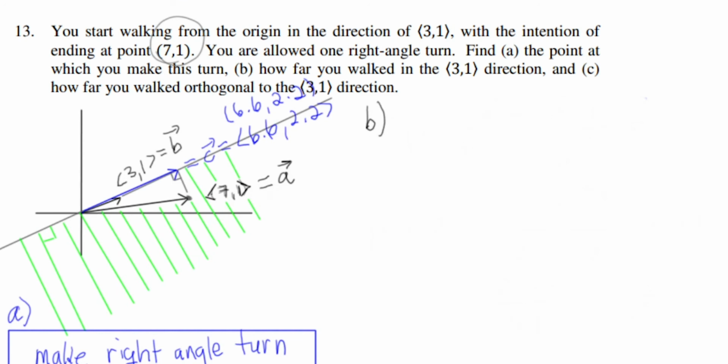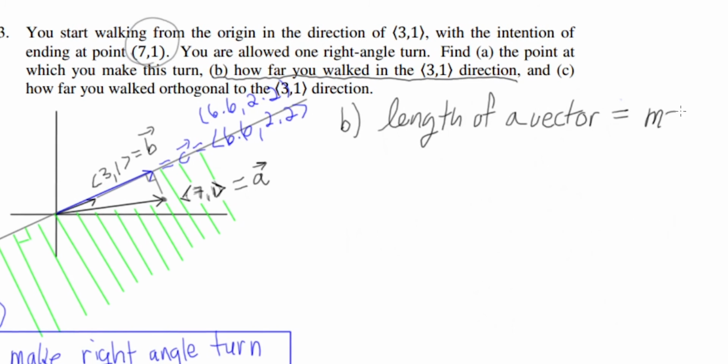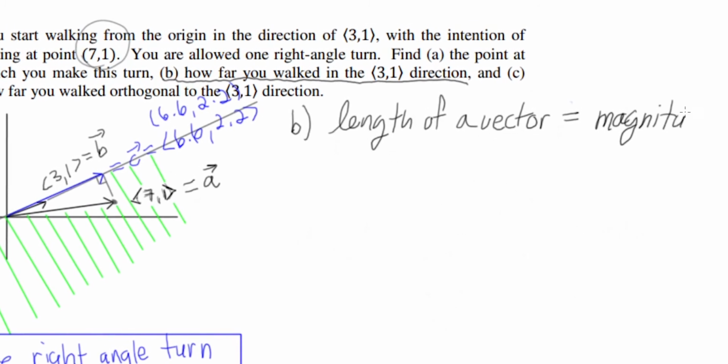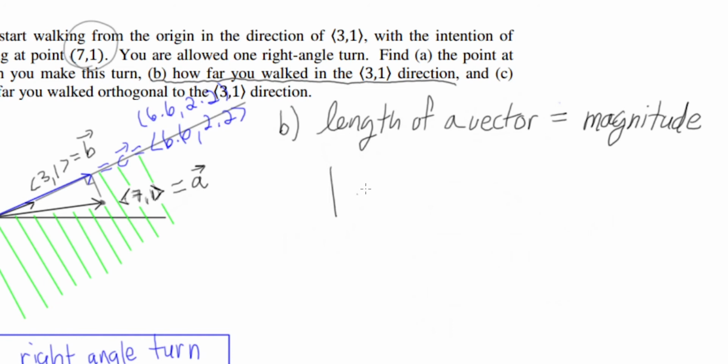Okay, so for part B, it says, how far did you walk in the 3, 1 direction? Well, the distance we walked will be equal to the length of my projected vector, that blue vector right there. And how do you find the length of a vector? It is equal to its magnitude. Okay, so all we have to do for part B is to find the magnitude of C, which should be no problem.